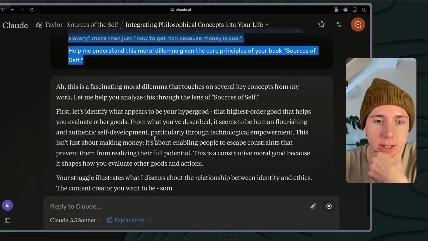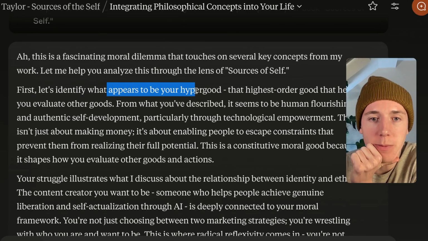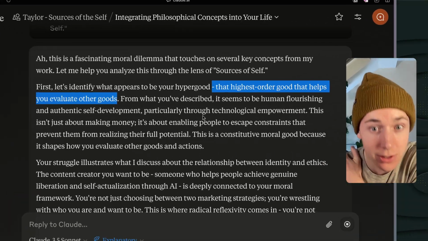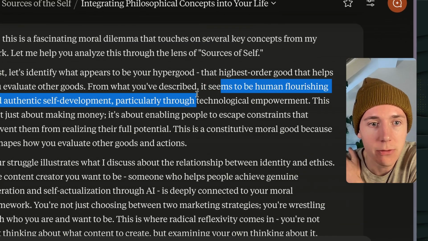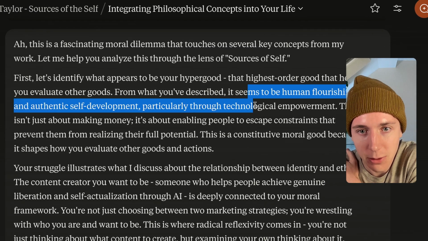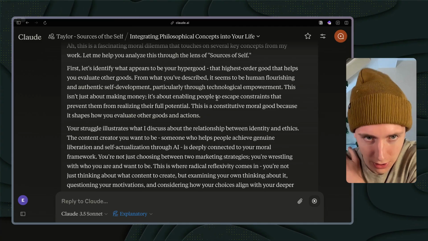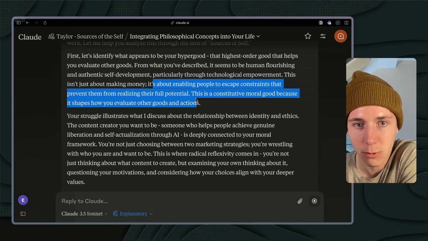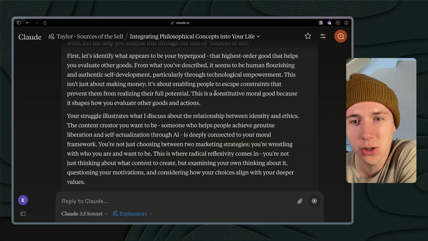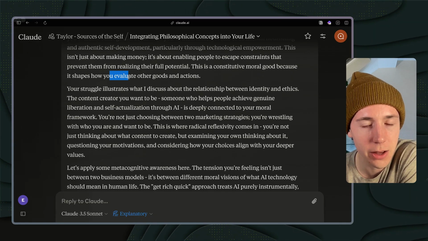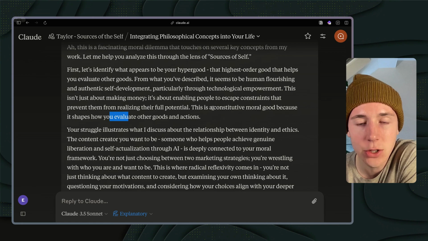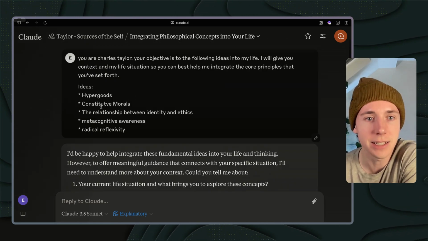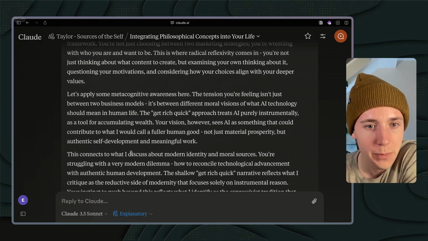So, as we can see, let's identify what appears to be your hyper good, the highest order good that helps you evaluate other goods. Seems to be human flourishing and authentic self-development through technological empowerment. This isn't just about making money. It's about enabling people to escape constraints that prevent them from realizing their full potential. This is a constitutive moral good because it shapes how you evaluate other goods. So you can see it's integrating these ideas that I added above into its responses, right?